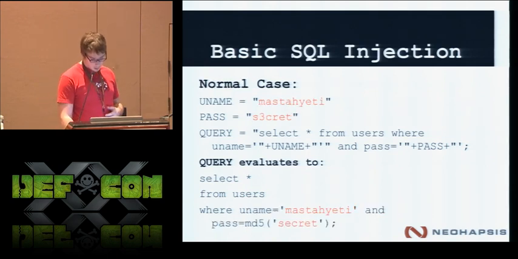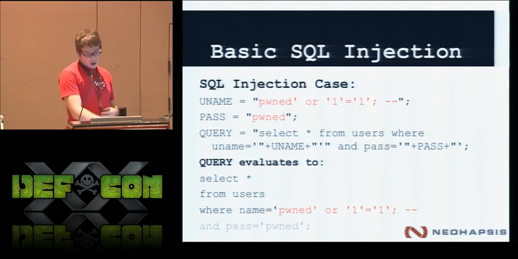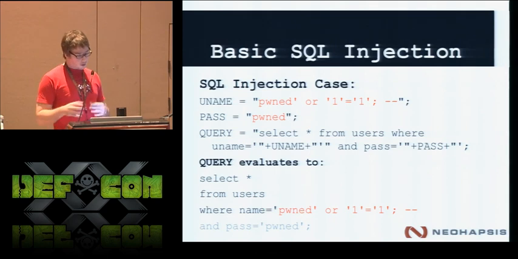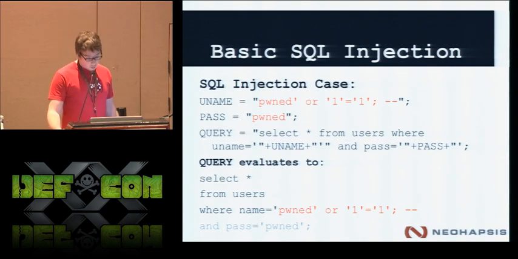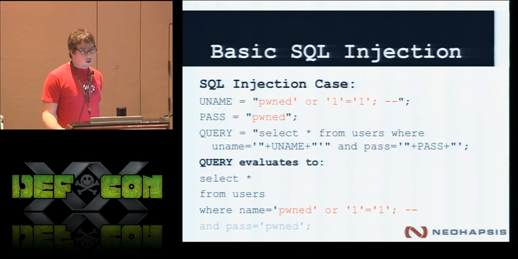So if we step back and look at how the query should look, inserting that tick symbol allows us to escape out of the query and basically say, well, if the username is pwned, or it's 1 equals 1. And since 1 equals 1 always evaluates to true, we basically get access to the system, right?